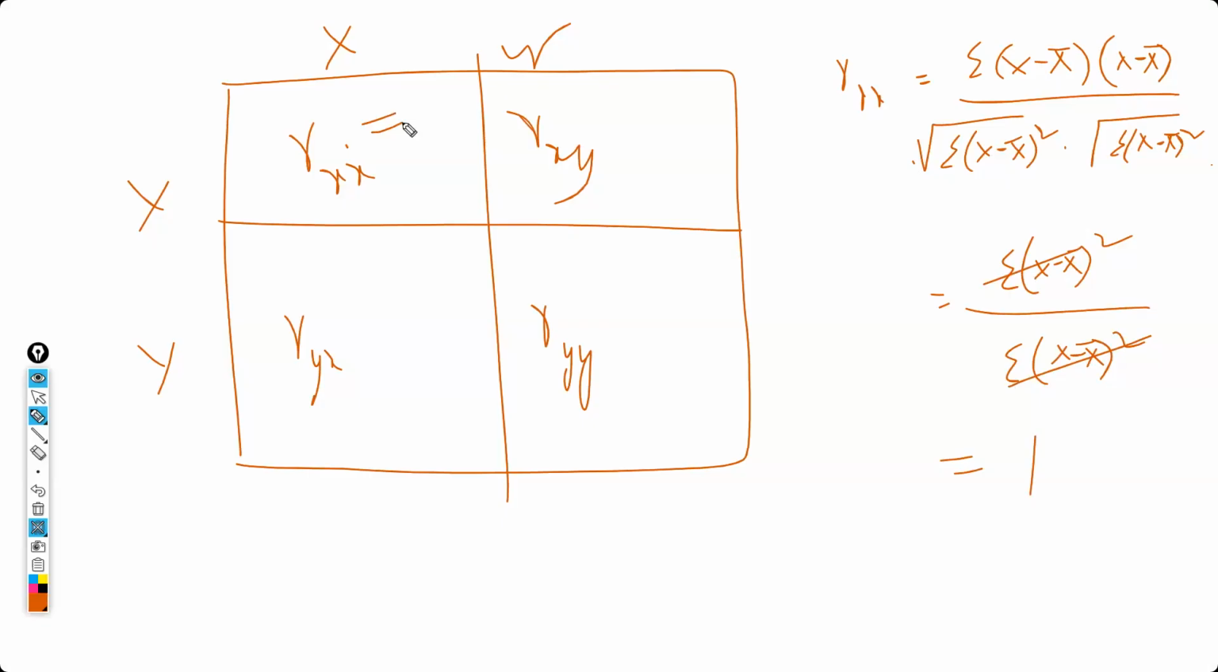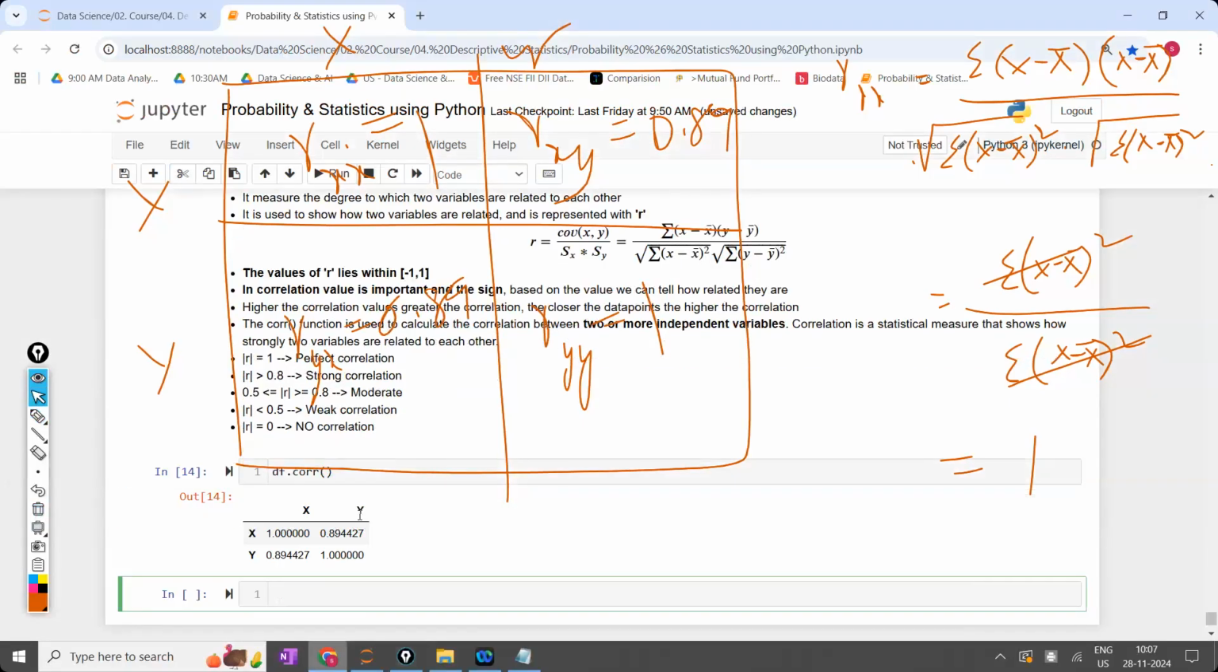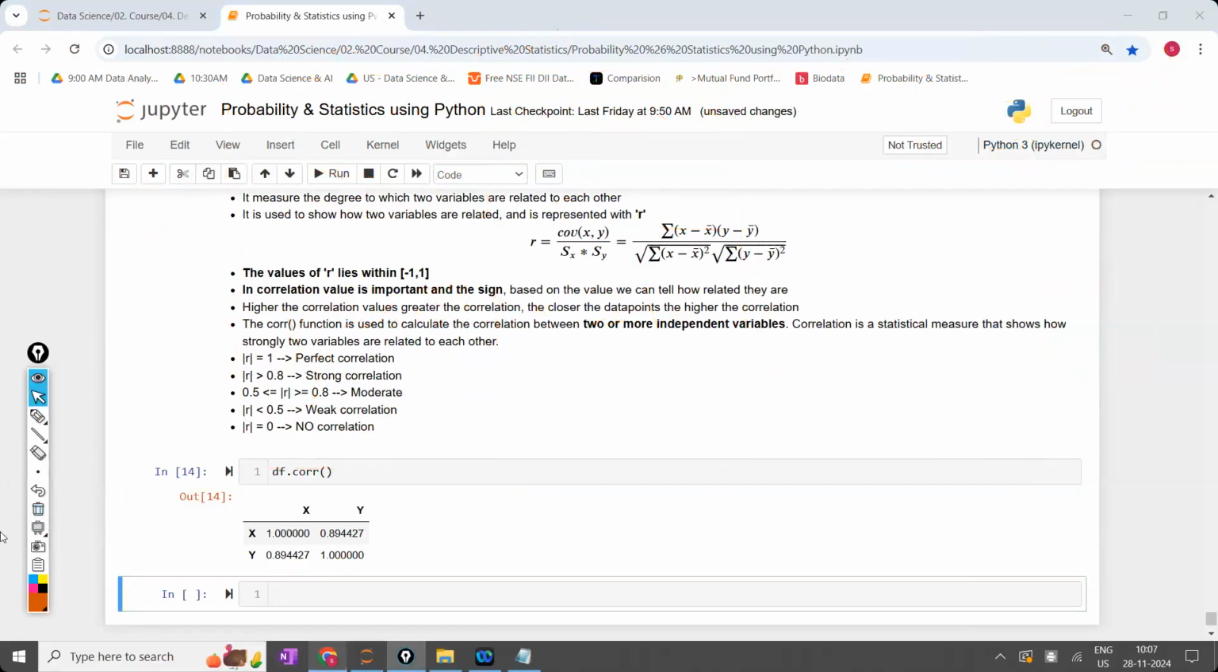So what is the relation of the same variable? It is going to be 1 always. Now what is the correlation of y comma y? That is also going to be 1. And this is 0.89. And what about this one? If you multiply that one to this one, the answer is the same, so this is also 0.89. So you are going to get the values in this way. Is the point clear for everyone?